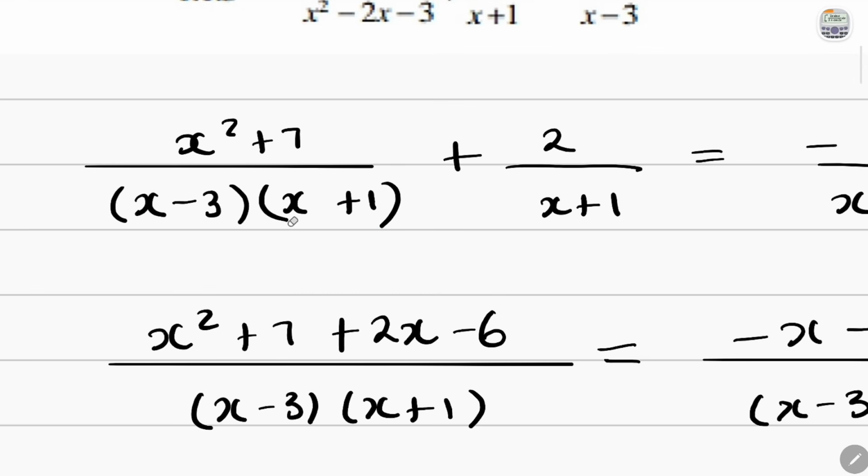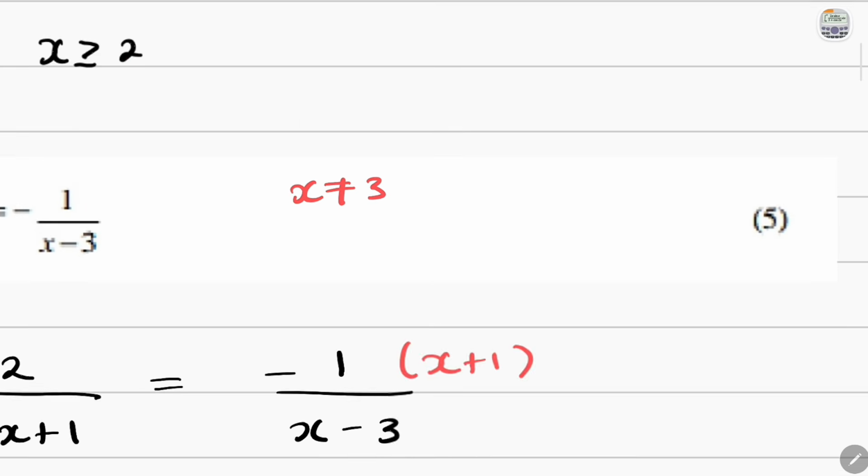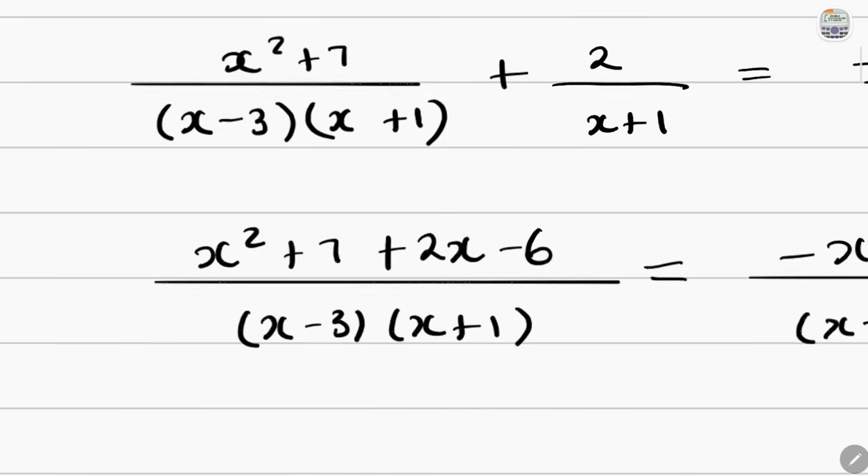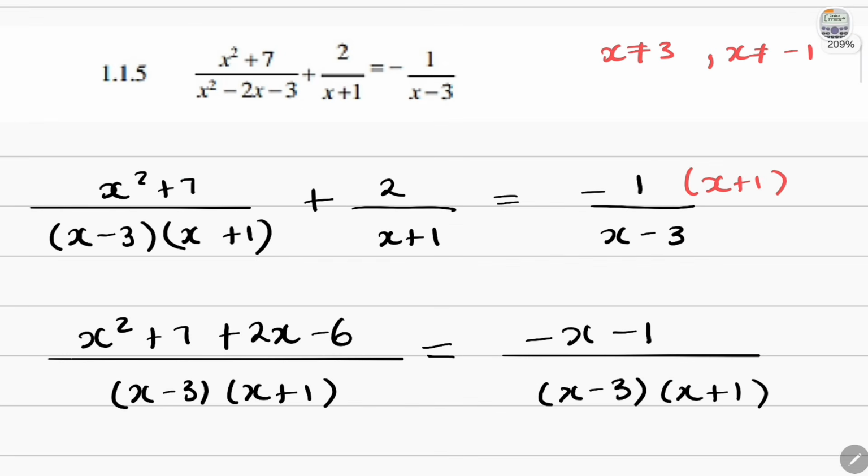And then here's another factor we have. We have x plus 1. So if x is equal to negative 1, so negative 1 plus 1 is 0. So in that case, it will also make the denominator 0, and then it's going to be undefined. So x should also not be equal to negative 1. And those are the only factors we had.